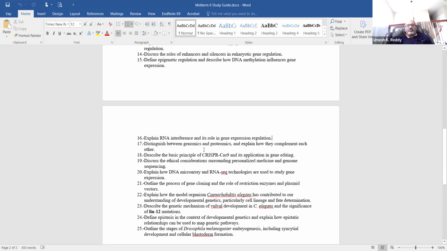So distinguish between genomics and proteomics and how they complement each other. This question comes from chapter 10. What is genomics? Genomics is a whole lot of DNA sequence. Genomes can be sequenced using next-gen sequencing, like sequencing by synthesis, circular DNAs in PacBio, or nanopore sequencers that use protein motors.